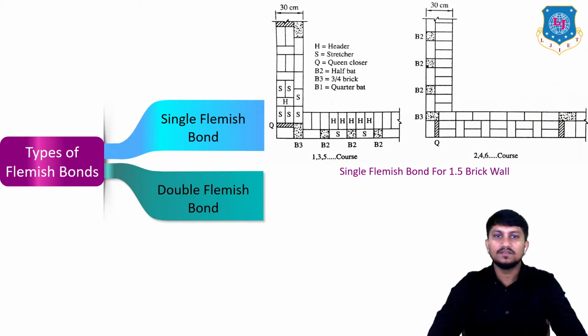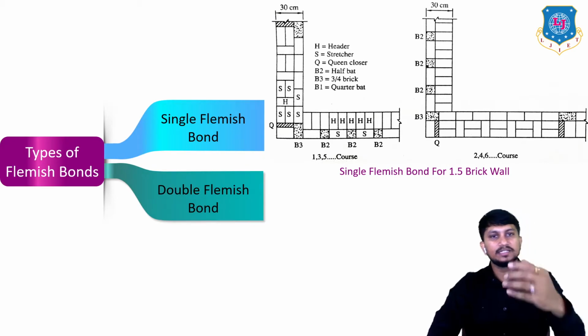So what is the meaning of single Flemish bond? The single Flemish bond has the view of Flemish bond only on one side, either on facing or on backing. You can clearly see here only the facing part of the wall has the Flemish bond or Flemish view, like stretcher, header, like this. In the backing part, it looks like the English bond because the first layer, which is the 1, 3, 5 course, you can clearly see the plan of the 1, 3, 5 course. The backing part is of a number of headers.